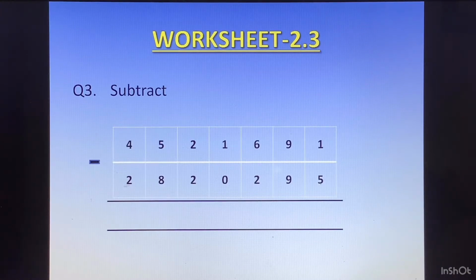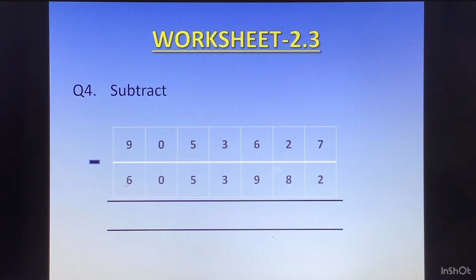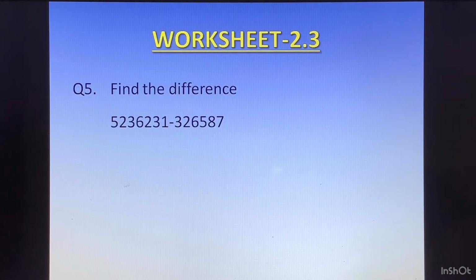Question 3, 4521691 minus 2820295. When you subtract, you will get the answer as 1701396. Question 4, 9053627 minus 6053982. When you subtract, you get the answer as 2999645.